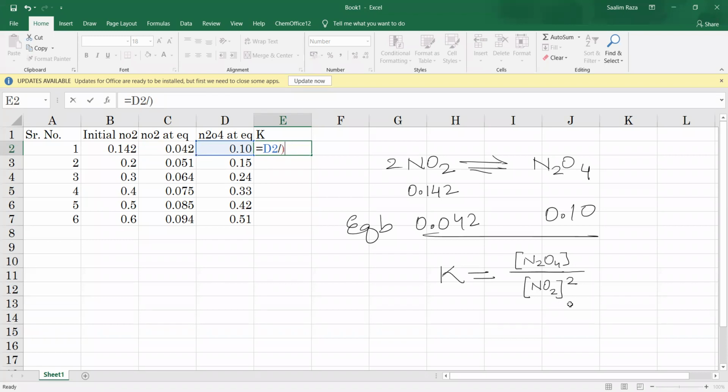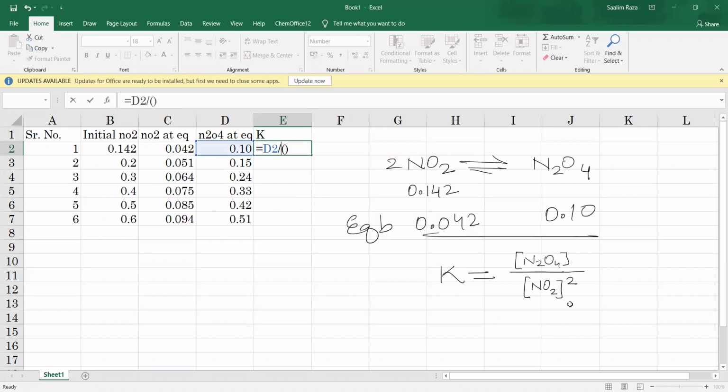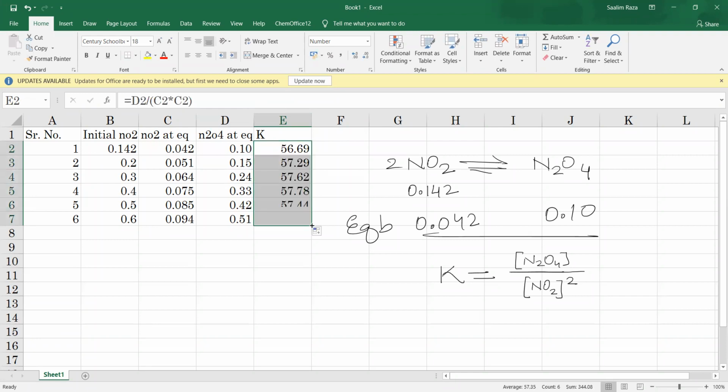So let me just put up a bracket here, and then I will have inside this bracket NO2 multiplied by NO2, right? So D2 is what? The concentration of N2O4. What is C2? C2 is the concentration of NO2, and again multiplied by C2. And so C2 squared, that is the concentration of NO2 squared. So this is what? 56.69, 56.69. Okay, now I will just get this here.